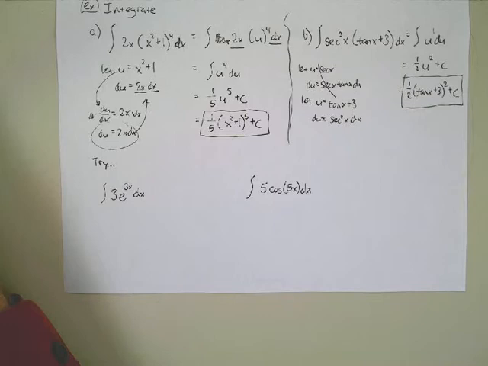So the 2x and dx can be replaced by this du. And now look at that, it's integrating u to the 4th with respect to u. That's easy, it's 1/5 u to the 5th plus c. And now I can replace the u with x squared plus 1, and then there's my final answer back in terms of that. Make sense?